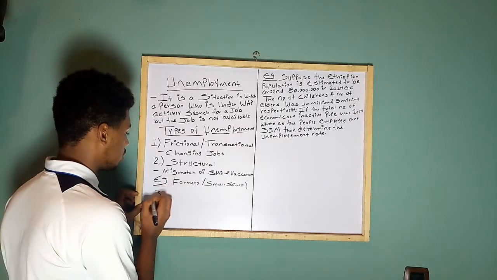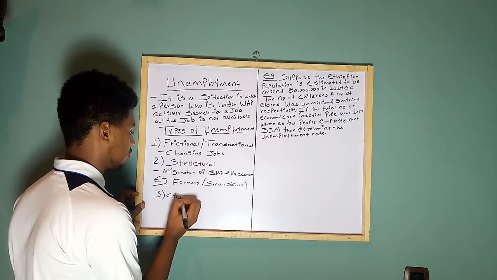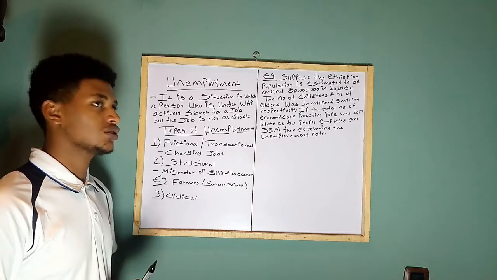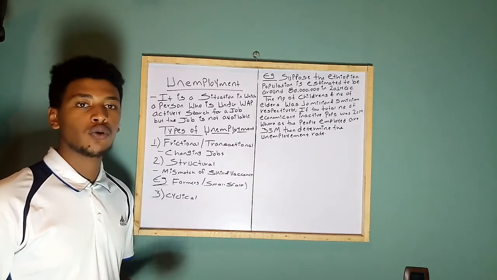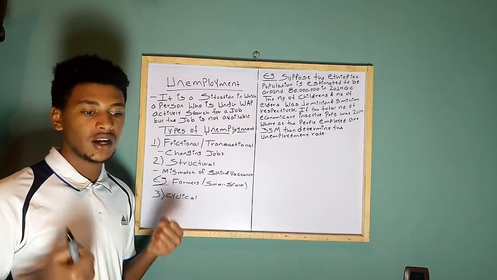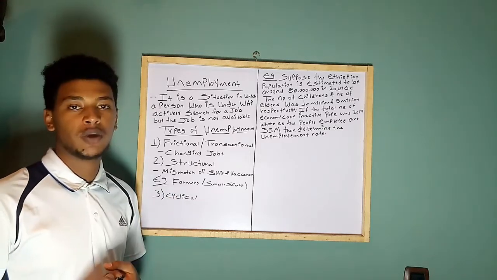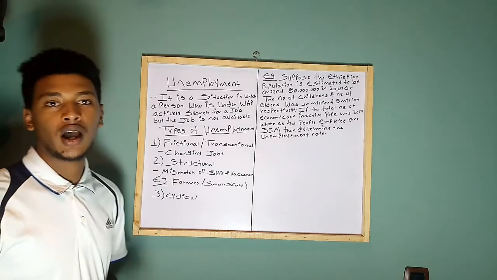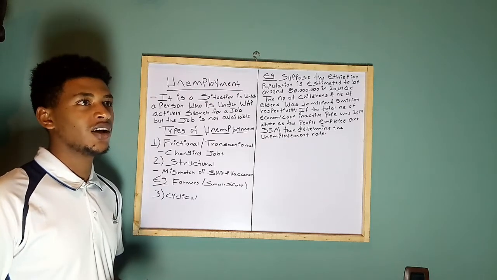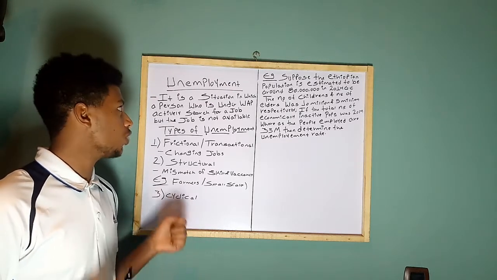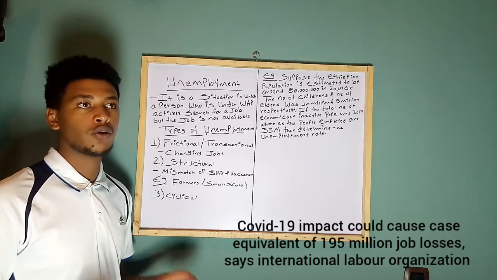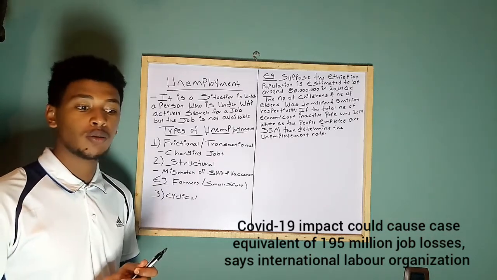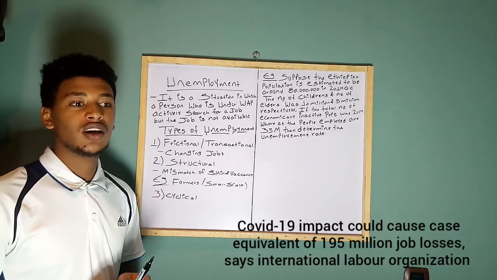And the last one, or third one, is cyclical unemployment. This is mainly associated with demand for goods and services dramatically falling. These types of unemployment may arise. Nowadays it is highly seen in our world because of the outbreak of coronavirus. Many people are exposed to unemployment. The International Labour Organization states that 195 million people are being exposed to unemployment due to the coronavirus.